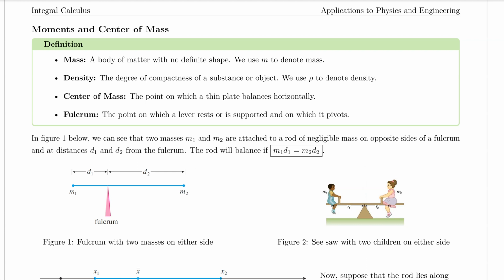In figure 2, we can see there's a seesaw with two children on either side, and notice the child on the right-hand side has to sit a little bit closer to the fulcrum because that child weighs more, and then the child on the left has to sit further away from the fulcrum so that the seesaw is balanced.